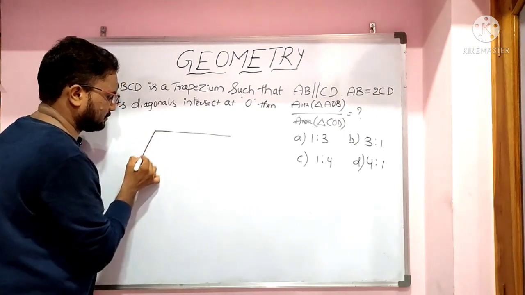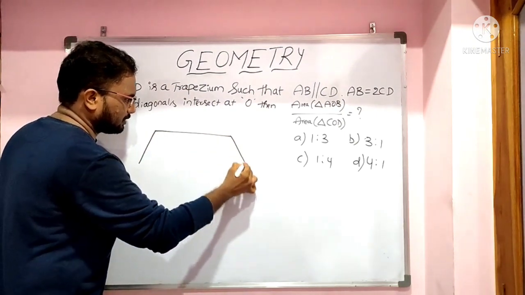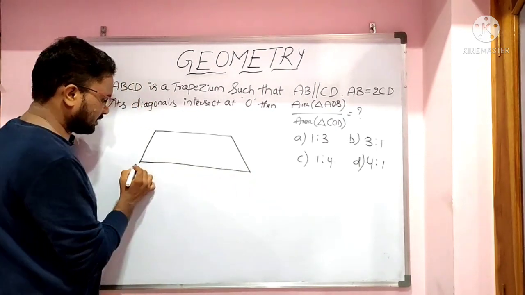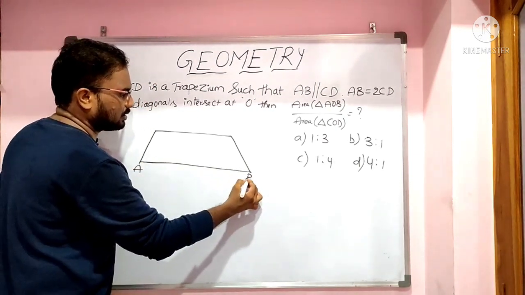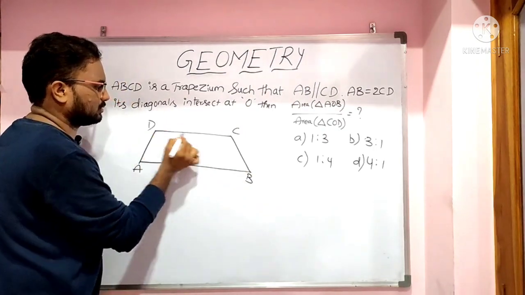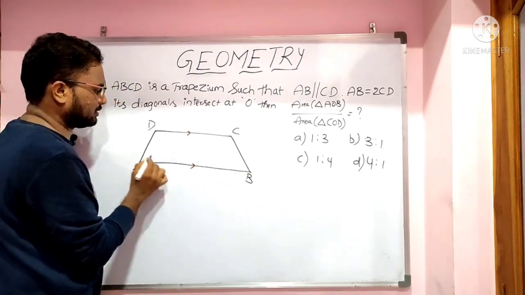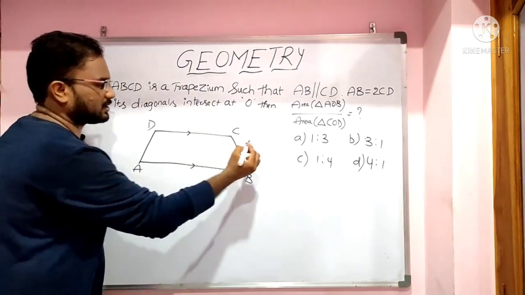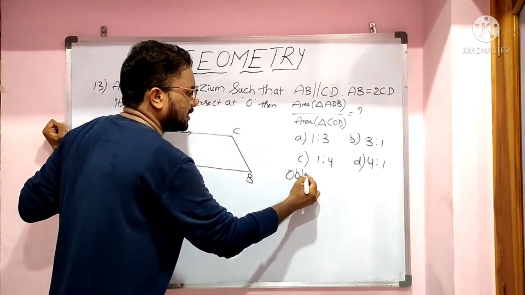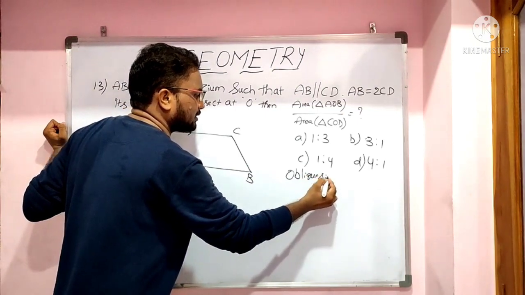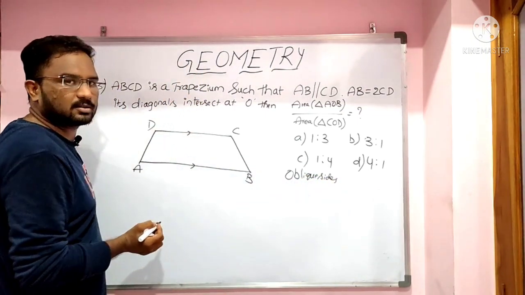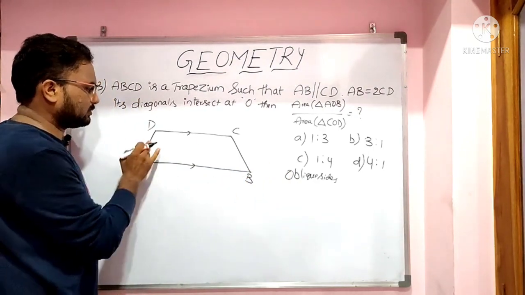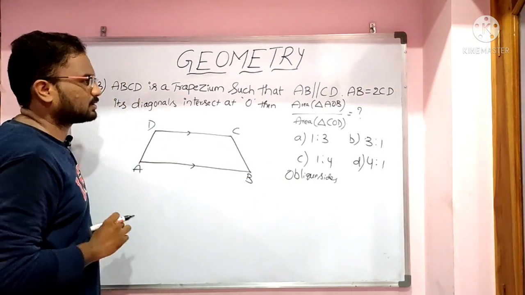ABCD is a trapezium. What is a trapezium? If one set of parallel sides are equal and the other set are non-parallel, then it is called a trapezium. Here these two are parallel sides. These two are non-parallel sides. Non-parallel sides are also called oblique sides. So these two are non-parallel sides, that means oblique sides.